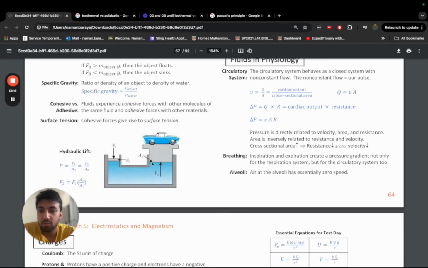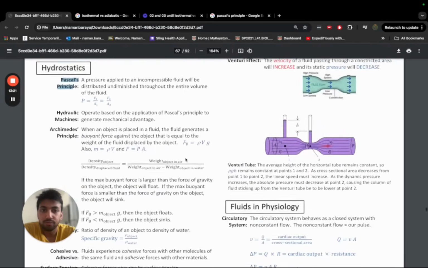And so this output force, F2, is going to be really high, even if this F1 is not that high, because the area is just so much larger here.